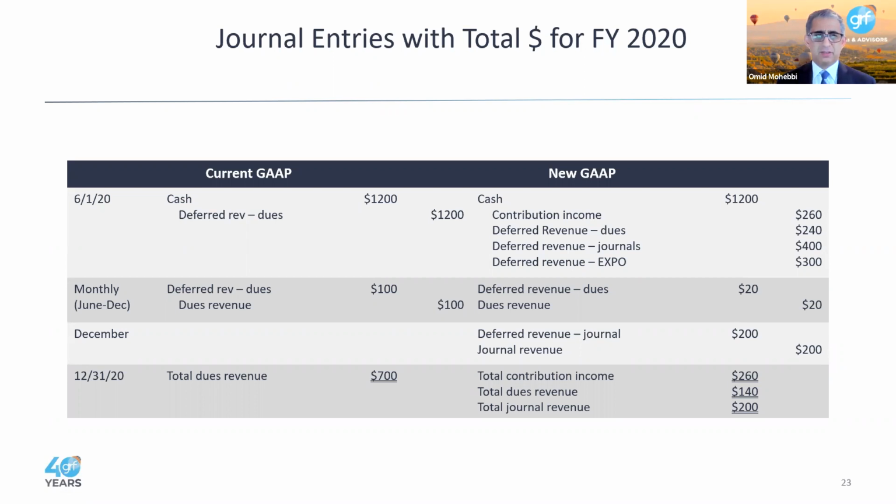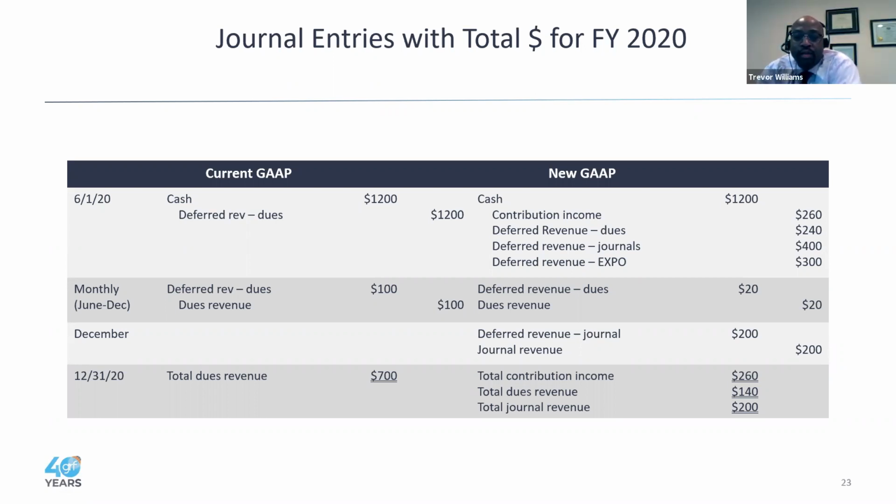And then over the next 7 months, we recognize the monthly revenues, so we credit dues revenue for $100 each month. And of course, we reduce the balance in the deferred revenue account, so we debit deferred revenue dues also for $100 on a monthly basis. As of year end, it's the calendar year end, 12/31/20, we have recognized 7 months of dues revenue totaling $700. And of course, the balance in our deferred revenue account has gone down by the same amount. And now Trevor's going to describe the treatment under the new GAAP.